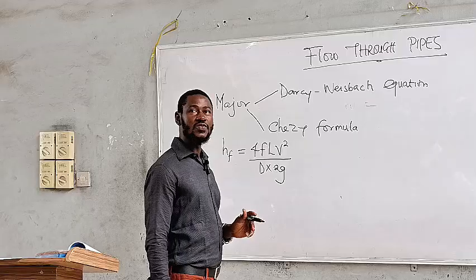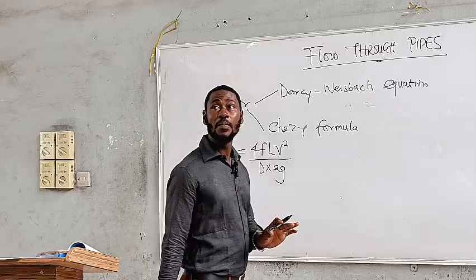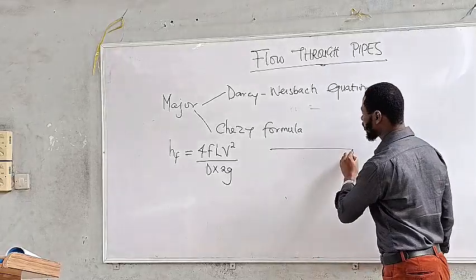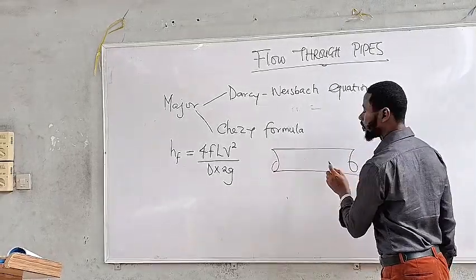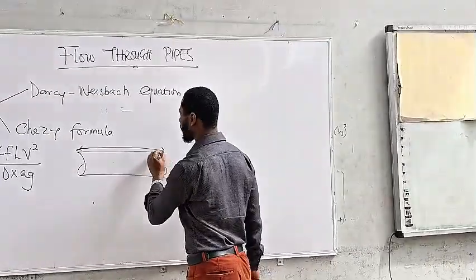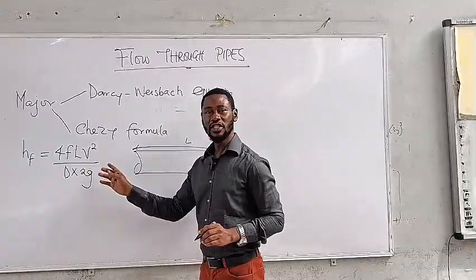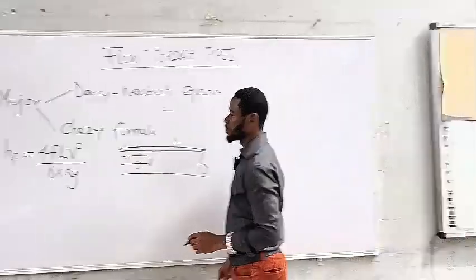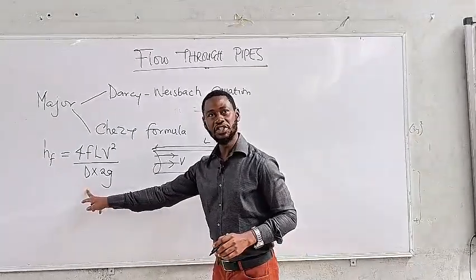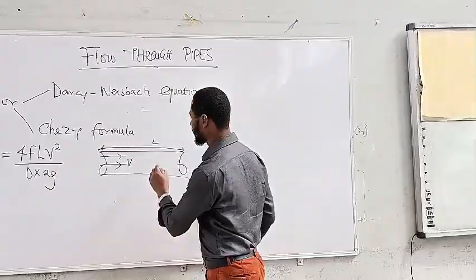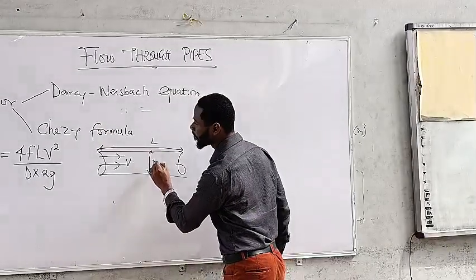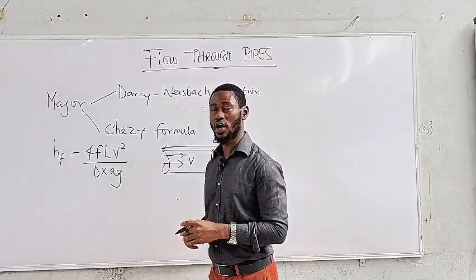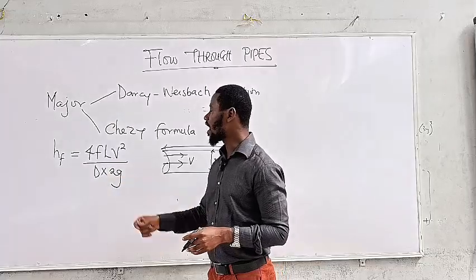How do we arrive at this formula? Each of these terms will be illustrated in this simple schematic. This is the length of the pipe, which is shown here. The speed at which the water is flowing, that is the velocity. Then we have D. D is the diameter of the pipe, as shown here. Then G is acceleration due to what? Gravity. Then also we have F.